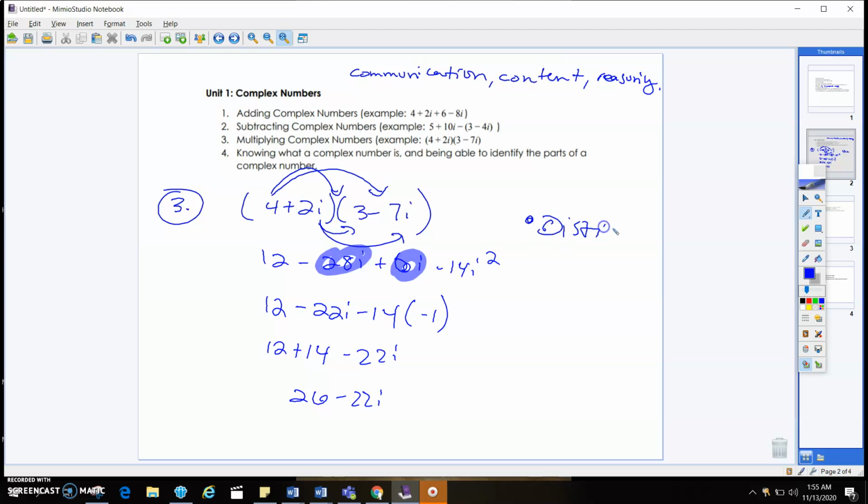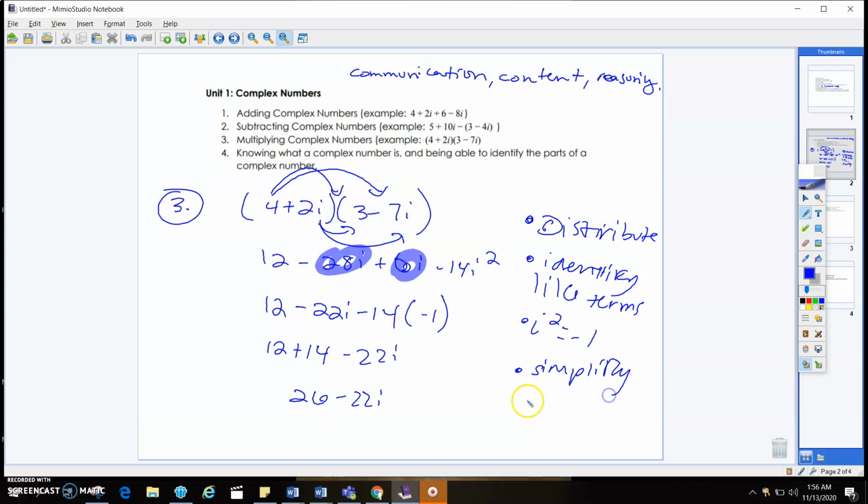And so I'm going to list out these steps. Distribute. Identify like terms. i squared equals negative 1. Simplify. Boom. And if there's more that you want to add or tell me about complex numbers, that's fine too.